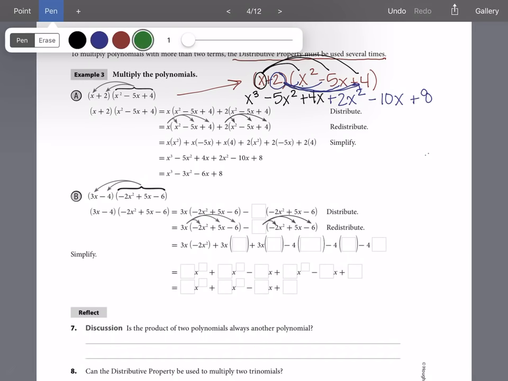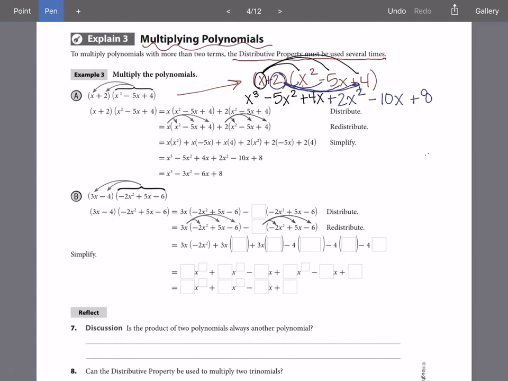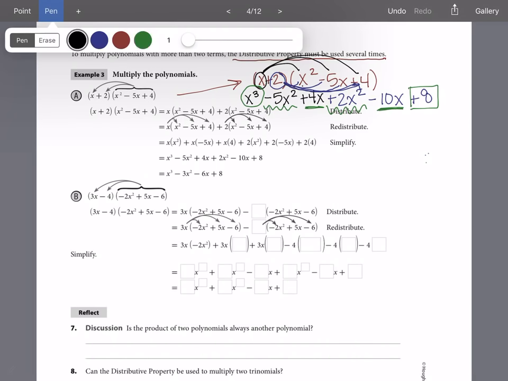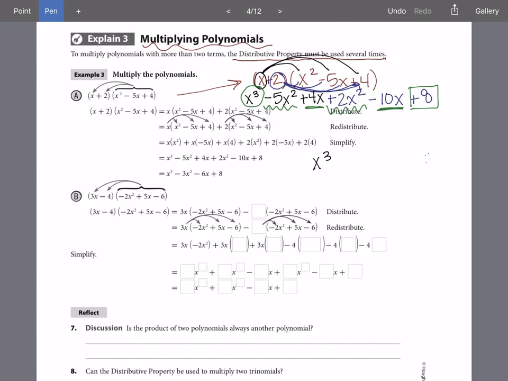And so now I'm going to go through and find my like terms, because I'm going to combine those. So I have a negative 5x squared, I have a positive 2x squared, I have a 4x, and I have a negative 10x. I don't have another x cubed, and I don't have another constant. So in order to rewrite that, I have x cubed. Negative 5x squared plus 2x squared gives me a negative 3x squared. 4x minus 10x gives me negative 6x, and then plus 8. So this would actually be my final answer. Okay.